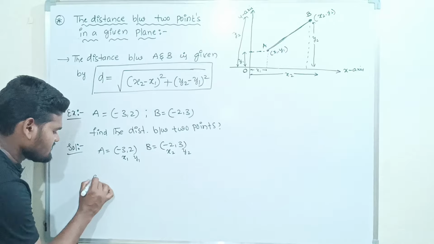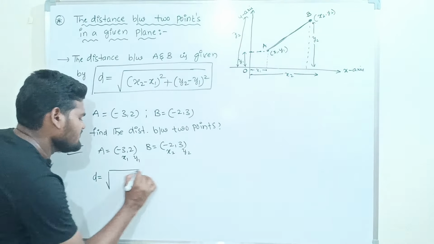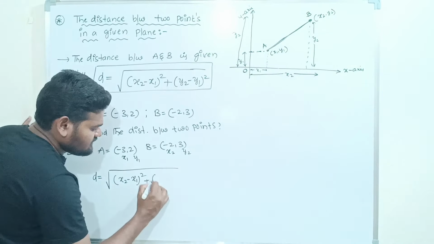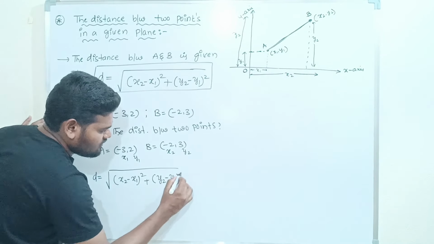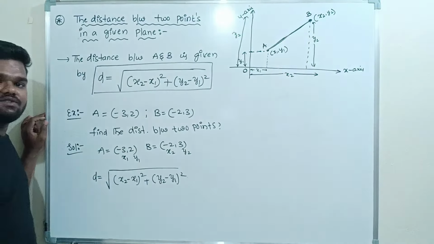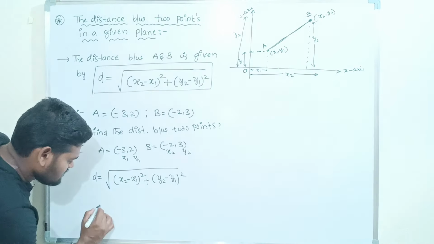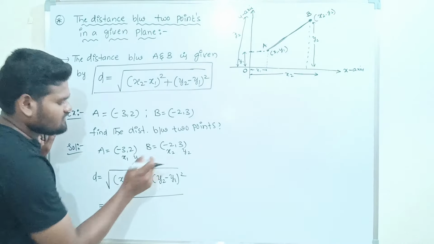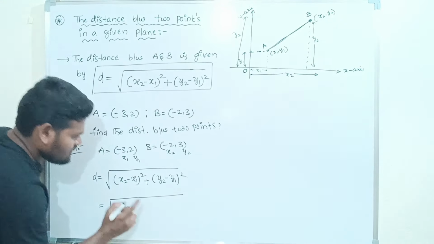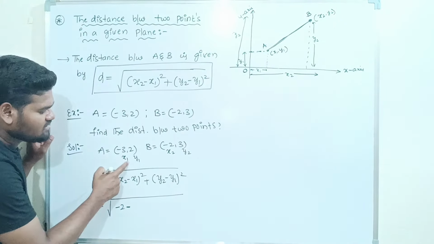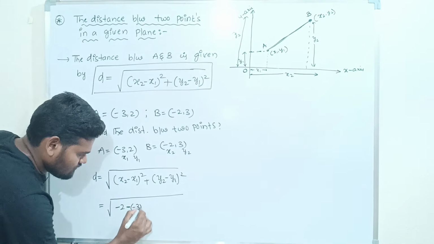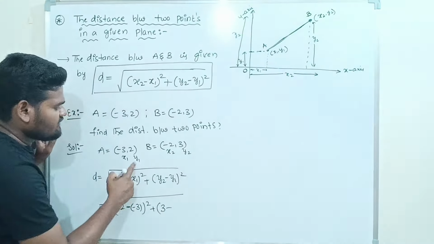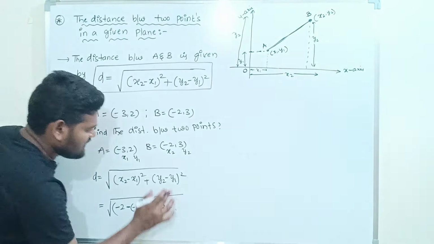So what is the distance formula? The distance between the two points, D, is equal to the square root of (x2 minus x1) whole squared plus (y2 minus y1) whole squared. This is the formula to find the distance between two points. So that is equal to the square root of x2 minus x1. The x2 value is minus 2, minus x1, the x1 value is minus 3, whole squared, plus y2, 3, minus y1. The y1 value is 2, whole squared.